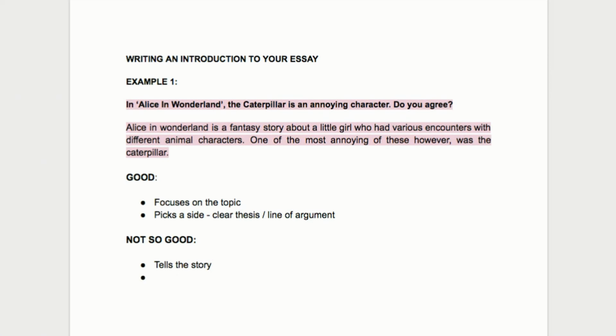Instead of telling the story, it needs to explore the question a little bit more. Maybe start talking about how the character is annoying, or why he might be annoying, what reason the writer might have for making him annoying. I deliberately chose quite a funny sort of question to get students into the idea of essay writing without making it seem too formal. So this was one of the introductory essay lessons that I teach to my younger students.